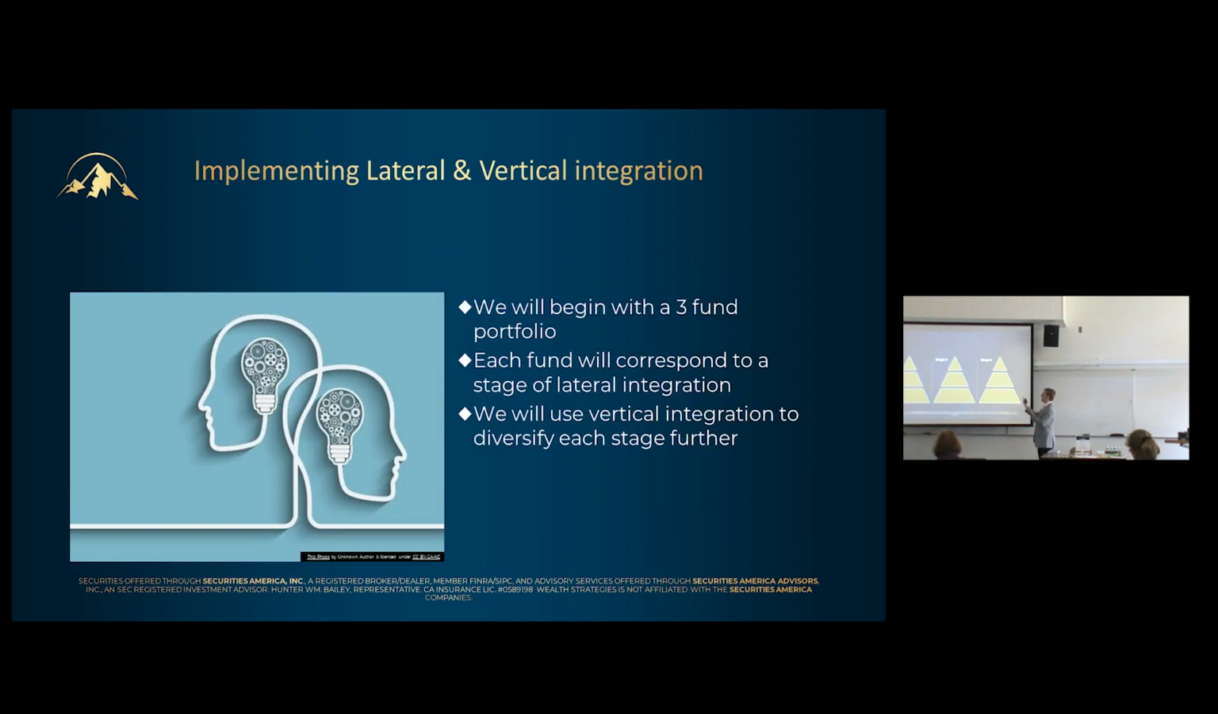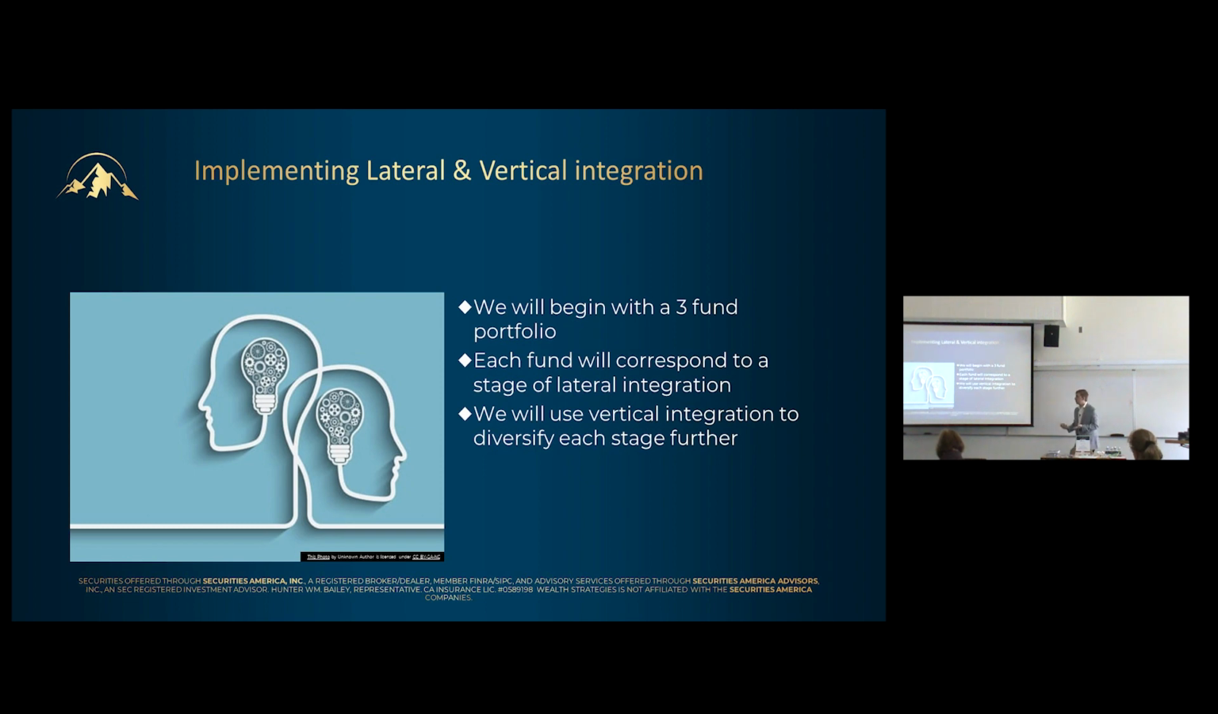And you can see the same for each stage as we move forward. So using those, we're going to build a portfolio from scratch. We'll begin with a 3-fund portfolio, and each fund will correspond to a stage of lateral integration. We'll start with just one in each stage, and we'll start using vertical integration to build layers on top of that. We're only going to do 3 lateral, 3 vertical, so it'll end up being 9 funds.